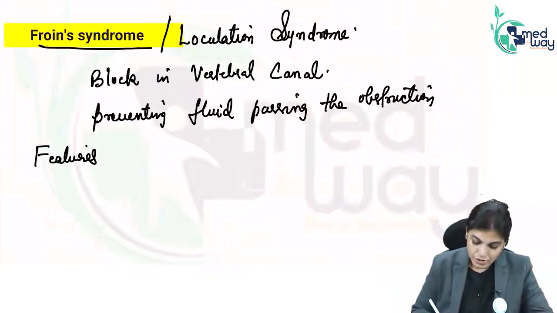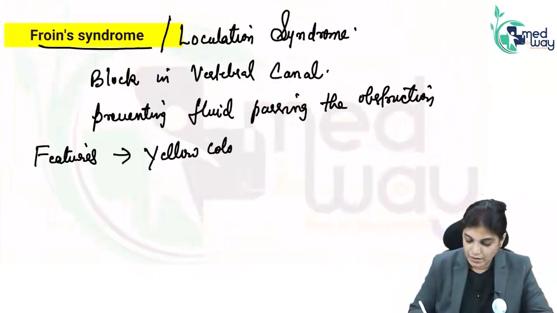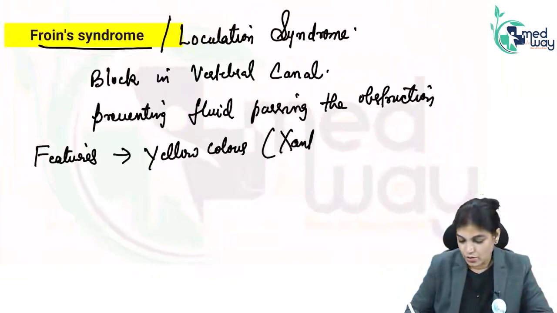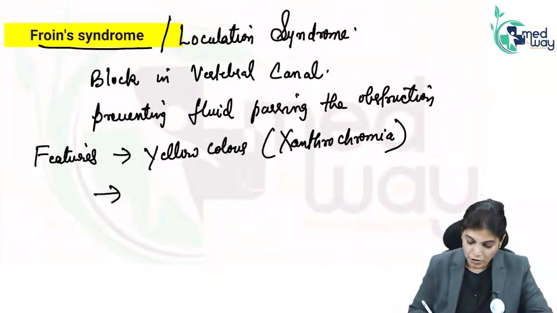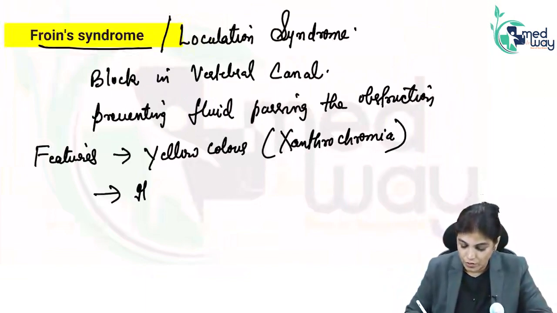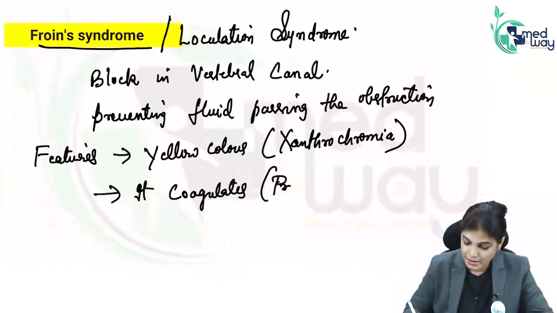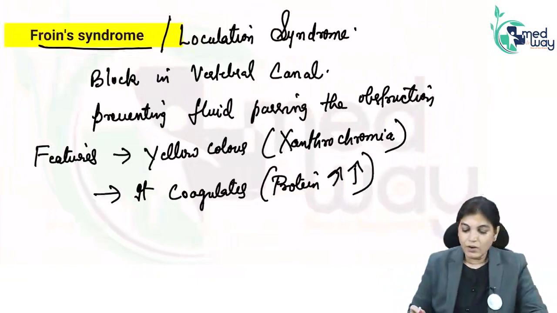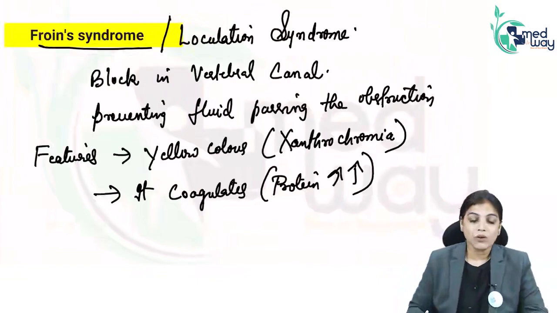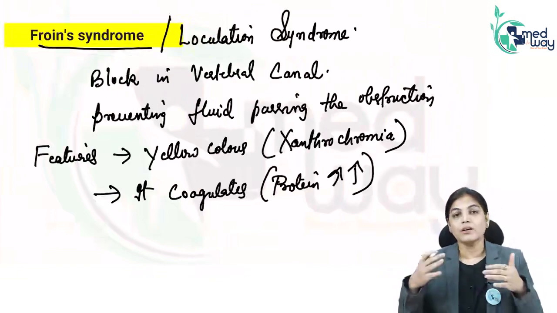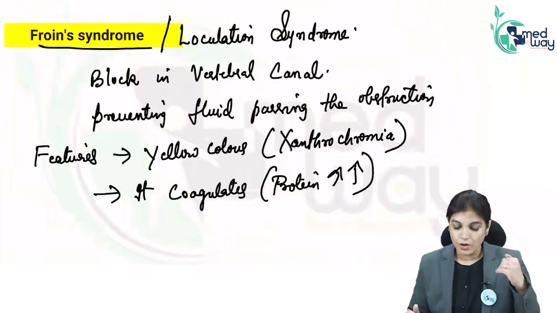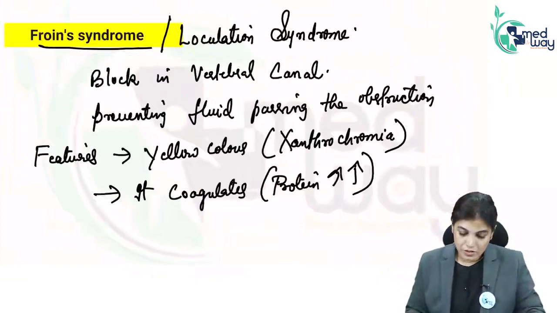The fluid will appear yellow in color due to xanthochromia, and also it will coagulate. The protein amount is increased, so coagulation will be seen. The CSF lower to the obstruction will have more protein, and it coagulates because of the protein increase. Also, if there is a sudden increase in the intracranial venous pressure, that pressure is not transmitted below, or the flow of CSF is not so smooth below this obstruction. So that is the one point.